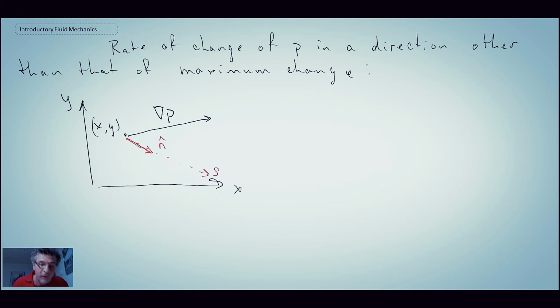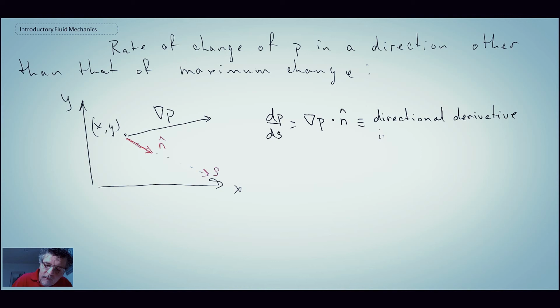And then in order to determine the rate of change in direction s, that would be the gradient of p dotted into the unit vector n. So we rely on the dot product. And this is the directional derivative in the s direction. And so depending upon the problem, you might want to determine that.